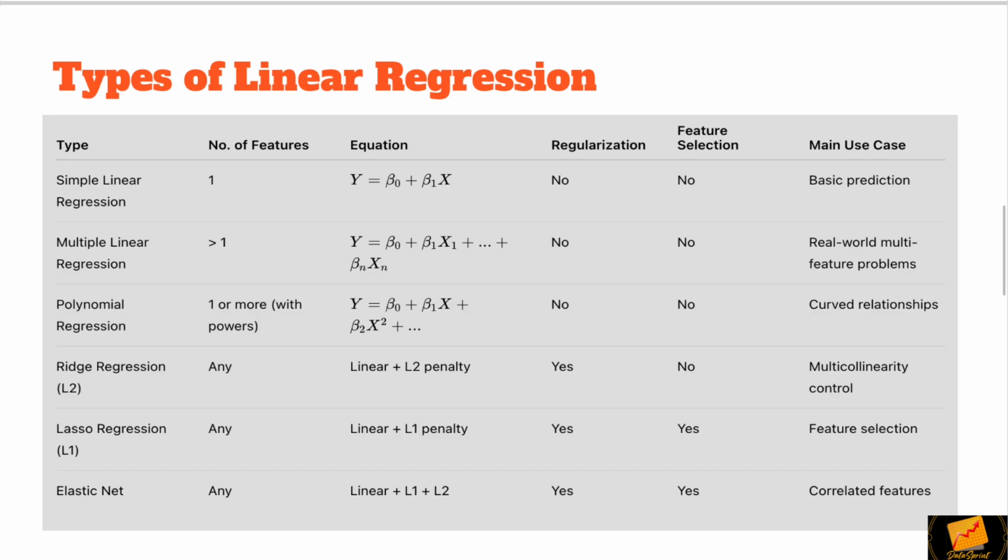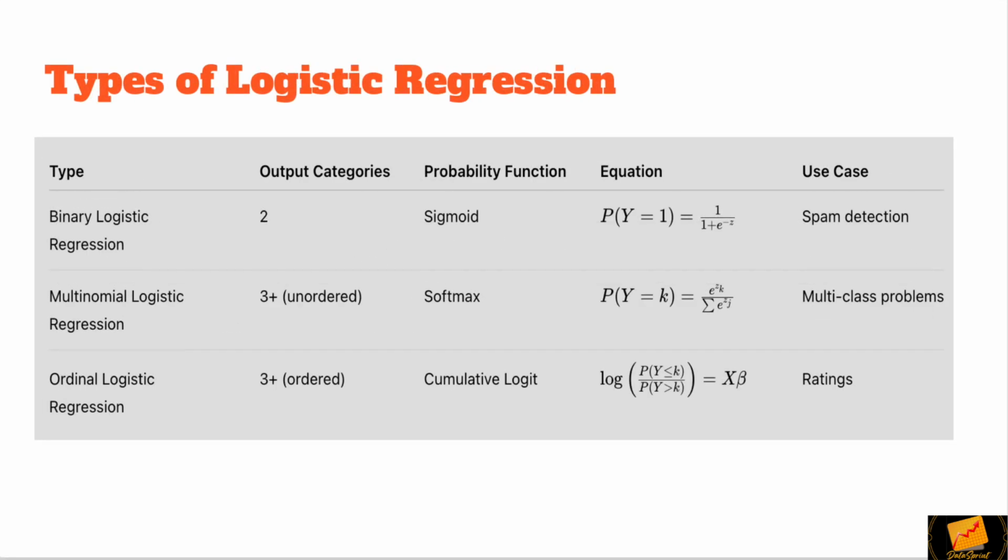RSS stands for residual sum of squares. Residual means the difference between the actual value and the predicted value. Linear regression tries to minimize this error. Logistic regression is used for classification problems, even though its name contains the word regression.